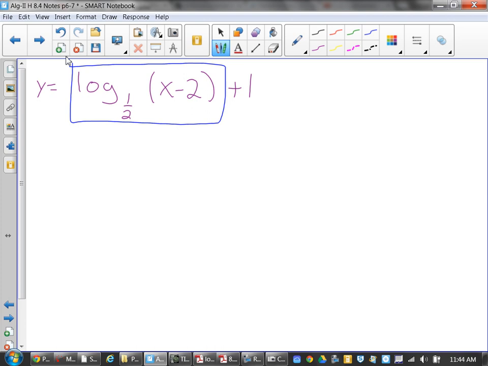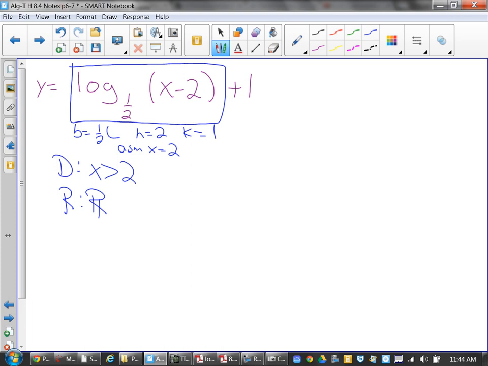So obviously we have b of 1/2, h of 2, k of 1. So my asymptote is at x equals 2. My domain is x is greater than 2. My range is all real. I also know that it is at 1/2. So am I going up or down? Down.